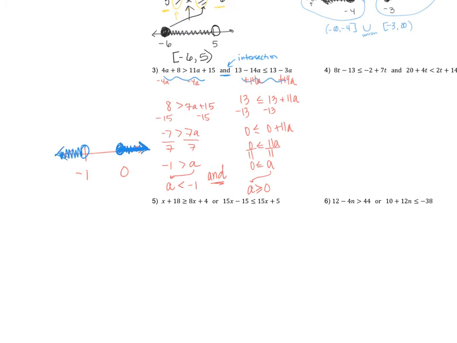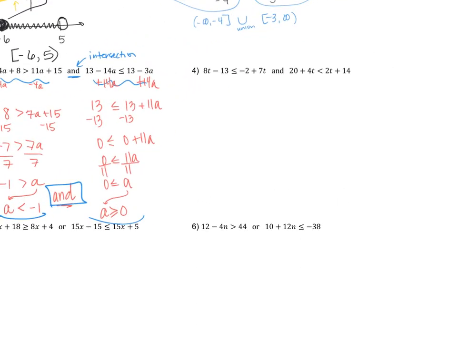Now it's asking me and the overlap. So even just like thinking about it, is there a number that's less than -1 and greater than or equal to 0? Well, no. And it's seen here. There's no overlap. So we would actually have no solution here. And so our graph would actually just be like an empty number line because there's no overlap.